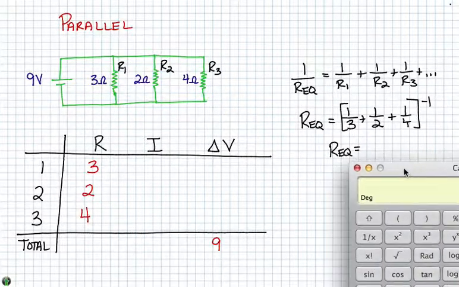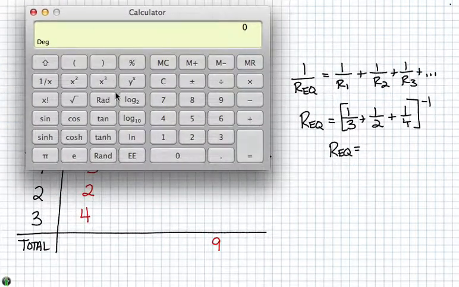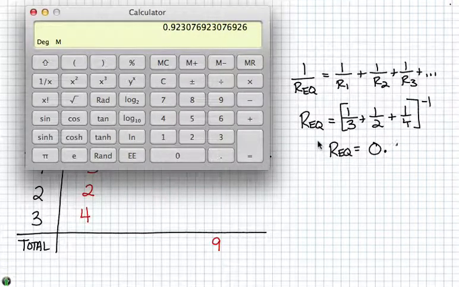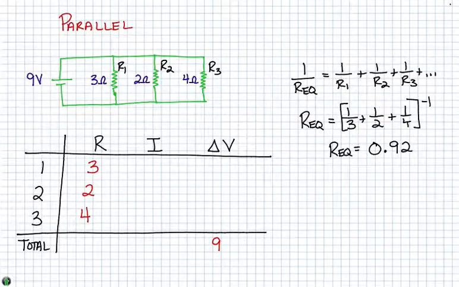So if I put my calculator in here, we have 1/3 plus 1/2 plus 1/4. Now again, that's not my equivalent resistance. I have to raise that to the -1, and I get an equivalent resistance of 0.92. So my equivalent resistance is 0.92. That is my total resistance for this circuit.